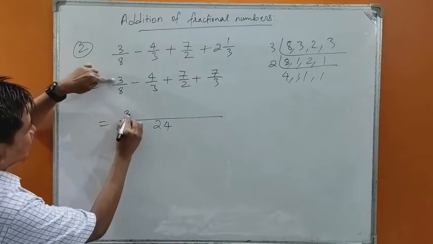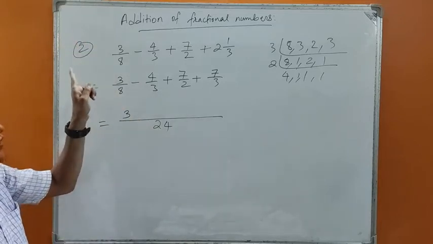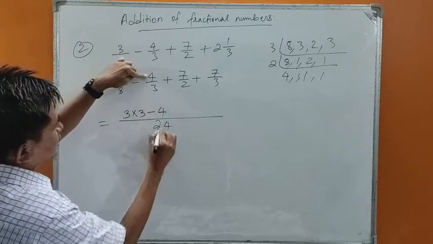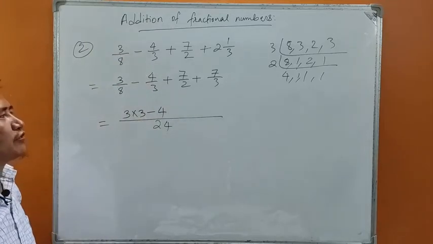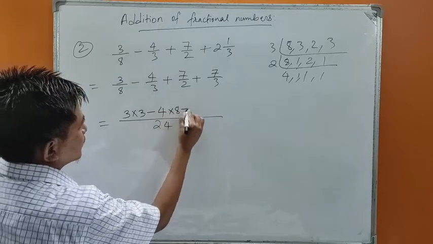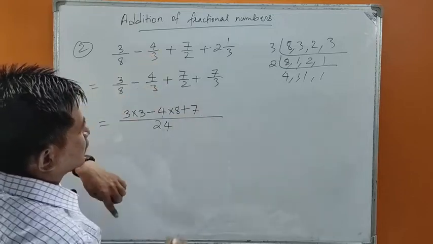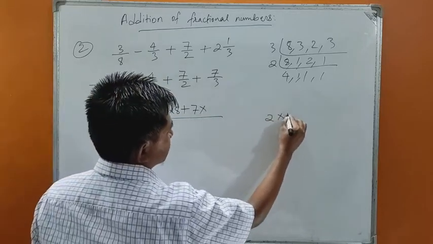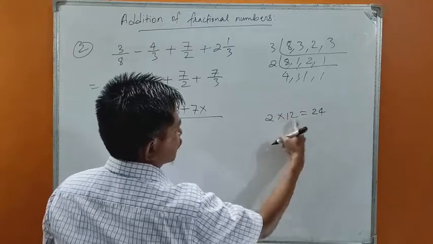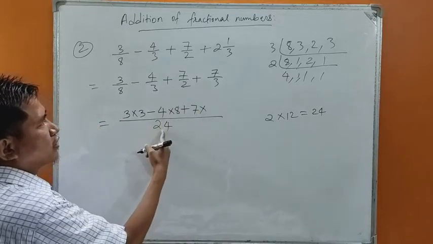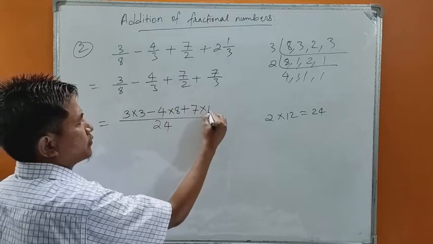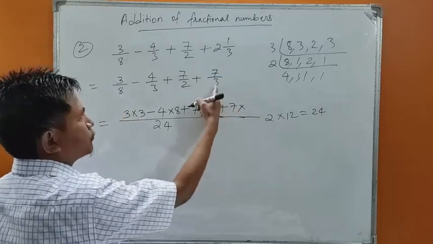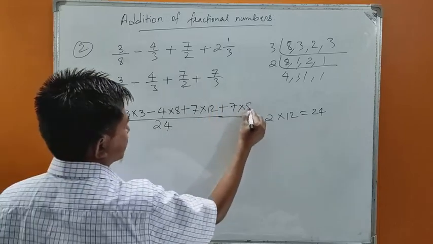Now what we do is we write the numerators as they are. 8 into which number is 24? 8 3s are 24, isn't it? So that 3 comes here. This minus comes here, and this 4 we copy as it is. Now 3 into which number is 24? 3 into 8 is 24. So into 8 plus this 7 we write as it is. 2 into which number is 24? 2 into 12 is 24. Now this 12 into 7. Plus, we copy this numerator 7 as it is. Into 3 into which number gives 24? 8, isn't it? 3 8s are 24. That 8 we write here.